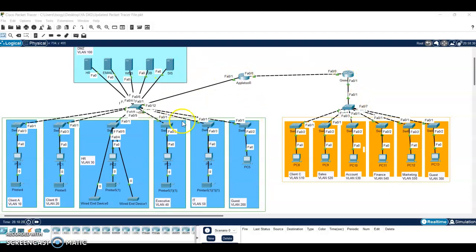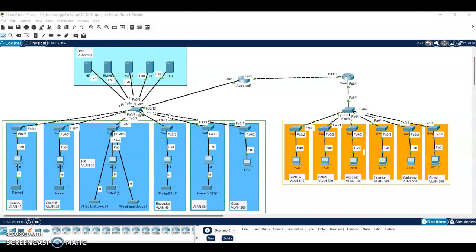And on the Appleton side, I have Appleton switch right here. I use a switch for the Appleton side as well. And I have client A, client B, HR, executive, IT, and guests on that side. And I use VLAN 10 for client A, VLAN 20 for client B, HR VLAN 30, executive VLAN 40, IT VLAN 50, and guest VLAN 200.